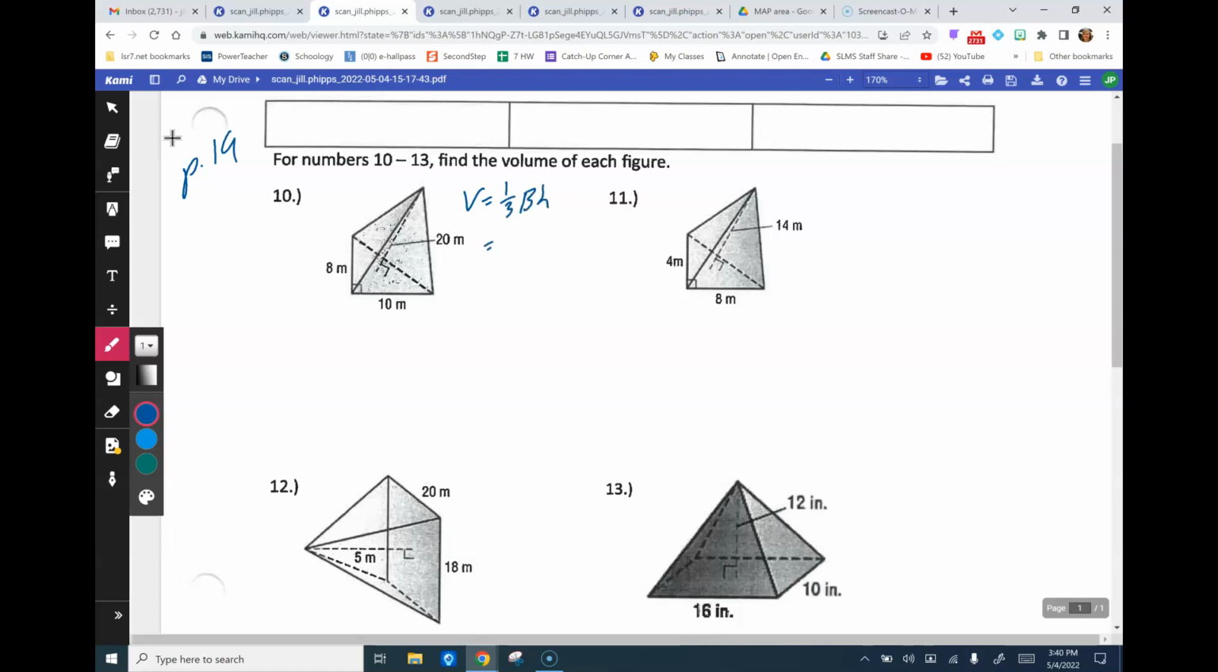Well, what is my base? My base here, see that? My base is a triangle. So I'm going to have 1/3 times the area of the base, which is a triangle, times the height. That is the height of the pyramid. So I have 1/3 times 1/2 times my base and my height, it doesn't matter because they're perpendicular to each other, so times 8 times 10 times my height, which is 20. Multiply that out, that will give you your volume. We don't have to find the surface area. Yay! So we don't have to worry about that one. We just have to find the volume.